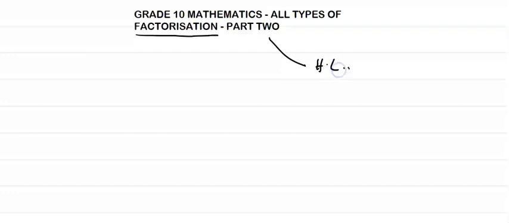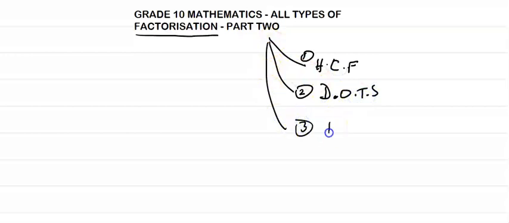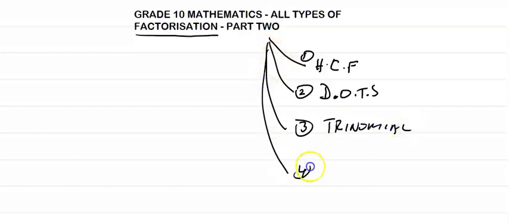And remember that we always look to remove a highest common factor as the first type of factorization, or the most common type of factorization. We always look to remove a highest common factor. Then we have difference of two squares, also covered in the previous video. And then we have a quadratic trinomial. Then number 4, we have grouping in pairs. So we'll just say grouping.